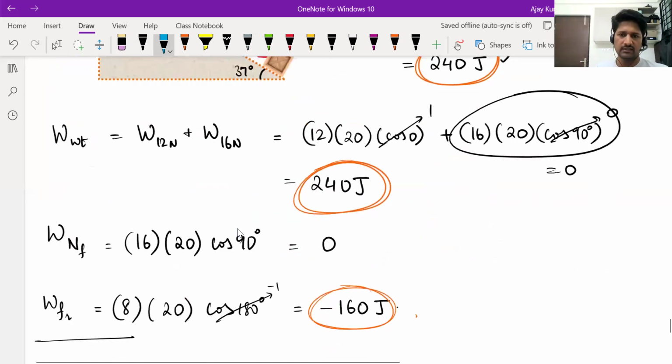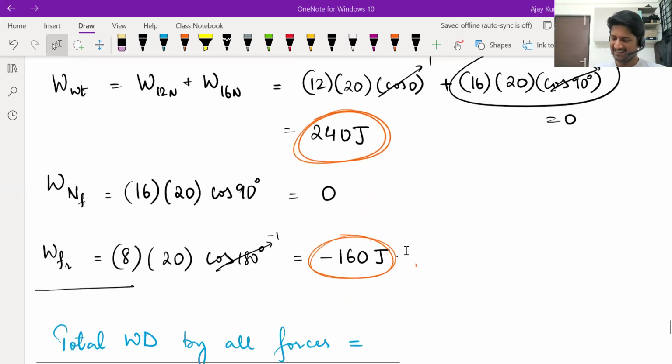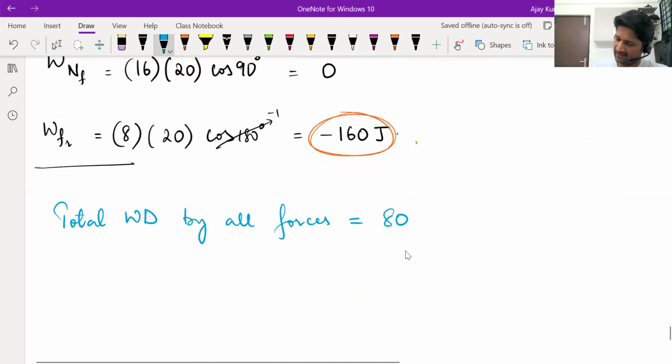One did 240, the other did 0, the third one did minus 160. What is the total work done? Two forty, 0, minus 160. What is the total? 80, sir. 80 joules of work is done. Okay. Since we have considered work done by all forces, let's verify if this is equal to the change in kinetic energy of the block or not.